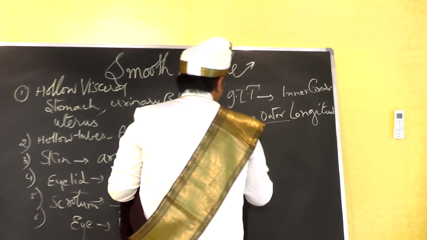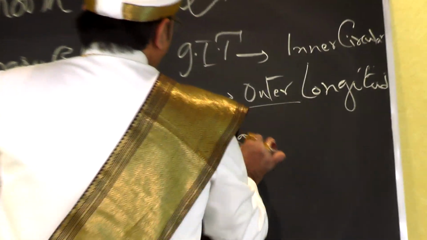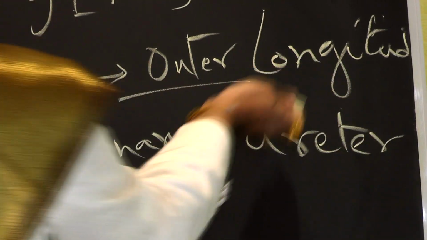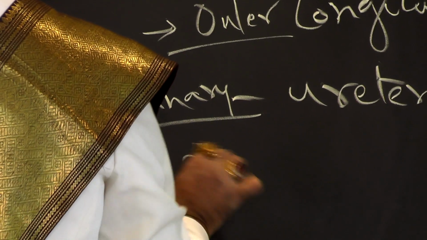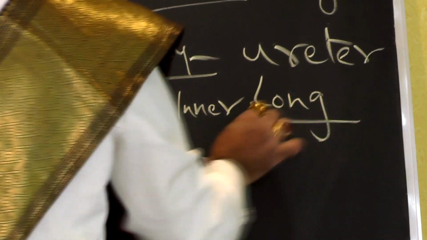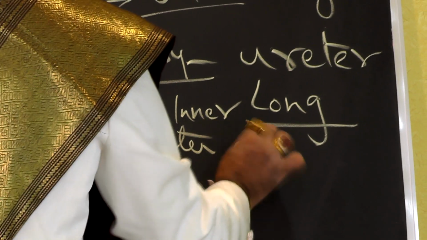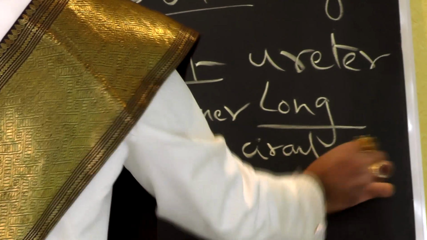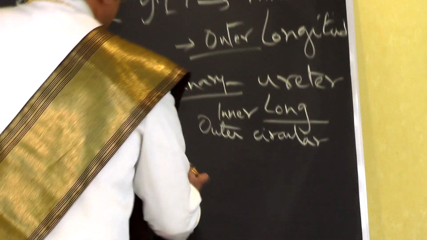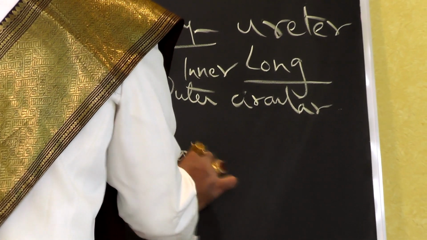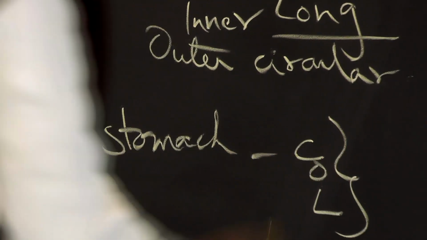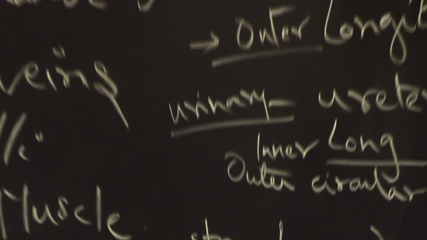Now coming to the urinary tract. For example, if you take the ureter, exactly this is reversed, wherein you have inner longitudinal and outer circular muscle coats of smooth muscle. Are you understanding? And if you see the stomach, you have circular, longitudinal and oblique layers of muscle fibers.